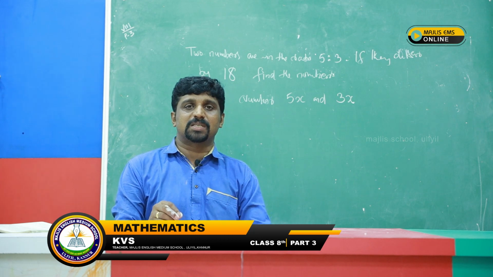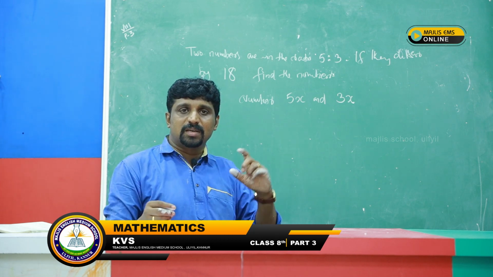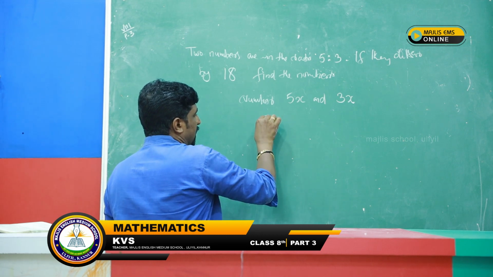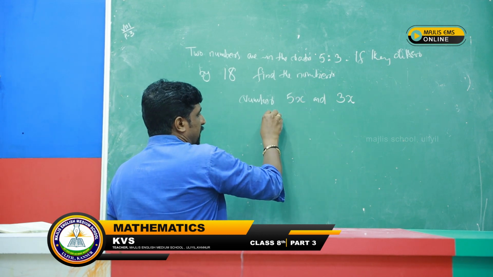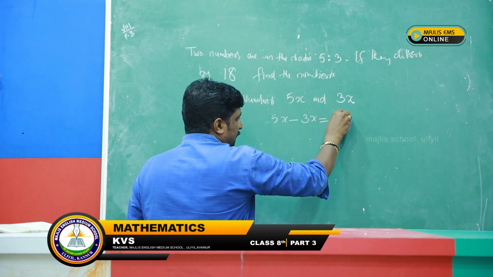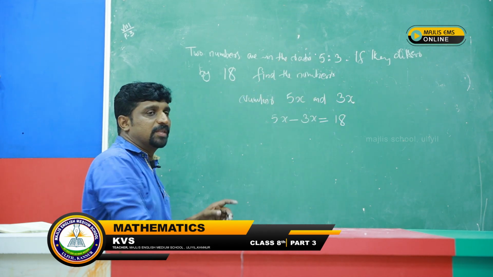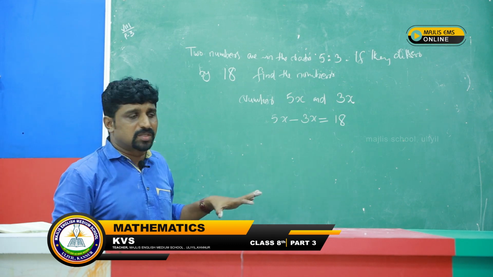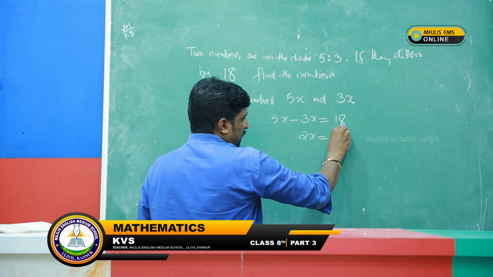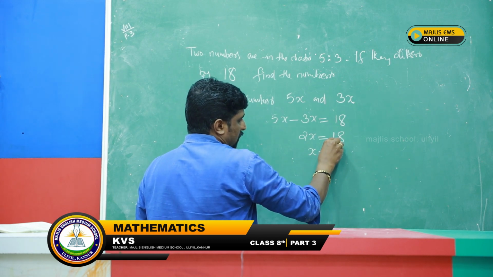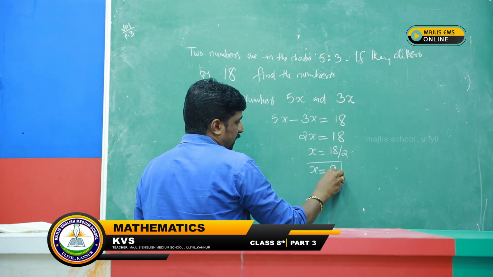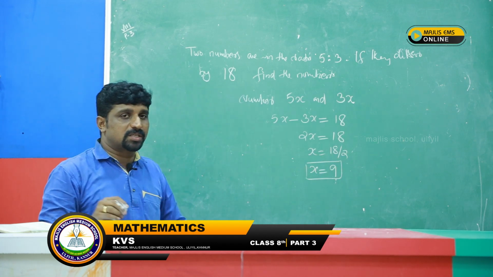The difference of the two numbers is 18 means 5x minus 3x equals 18. Therefore, we can form the equation 5x minus 3x equal to 18. We formed the equation, now we can solve it. 5x minus 3x equals 2x, so 2x is equal to 18. Then x is equal to 18 by 2. You got the answer, x is equal to 9.